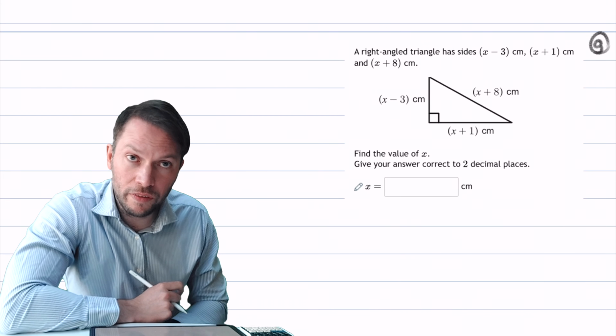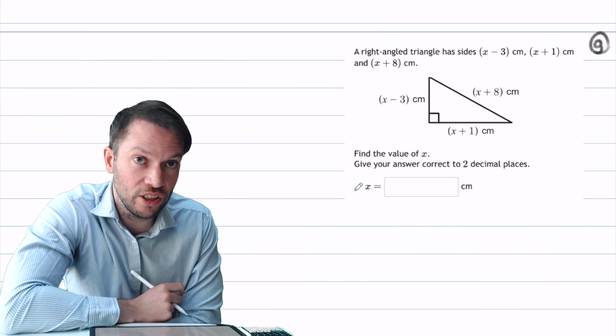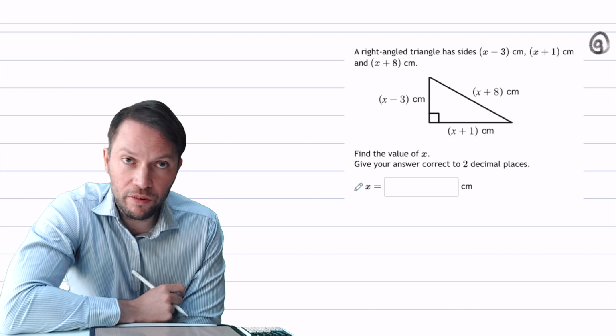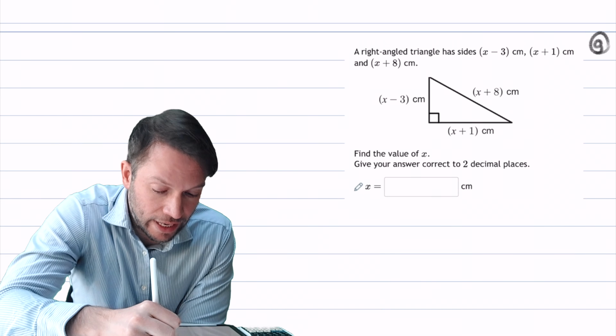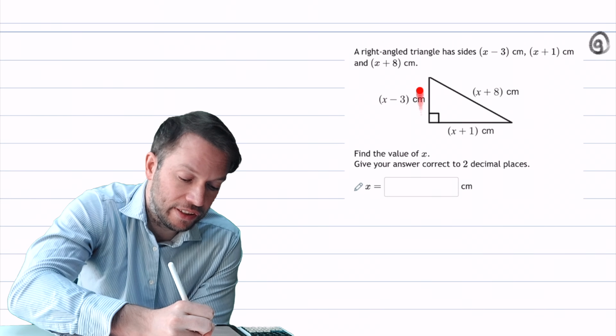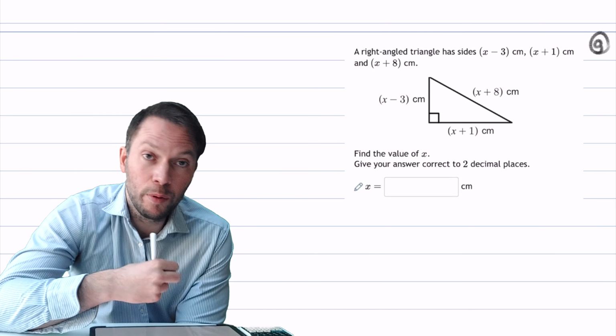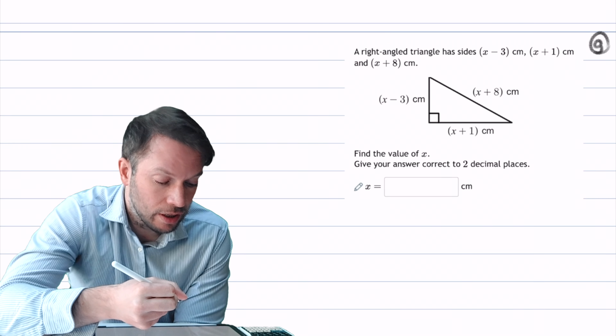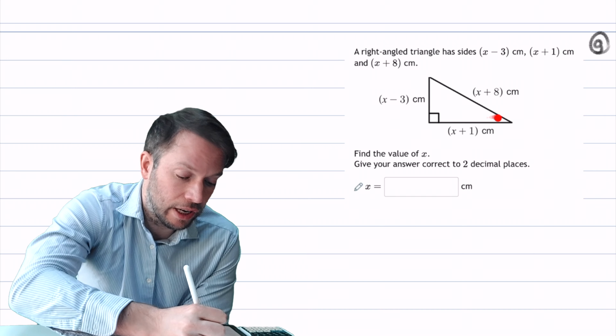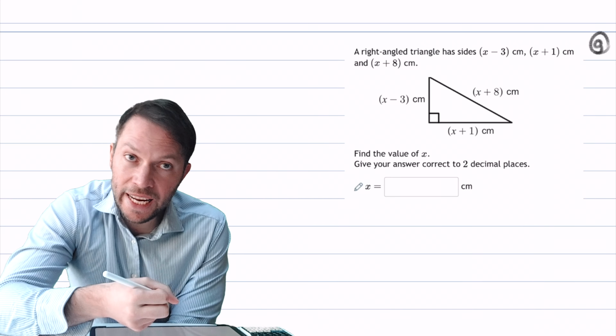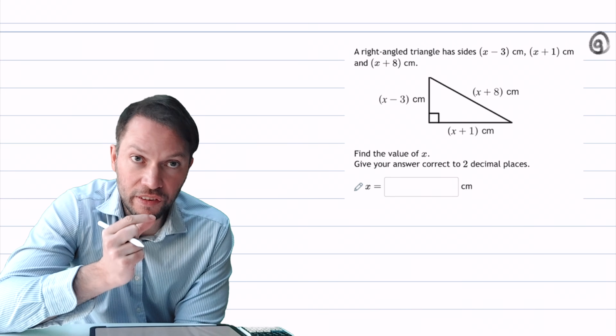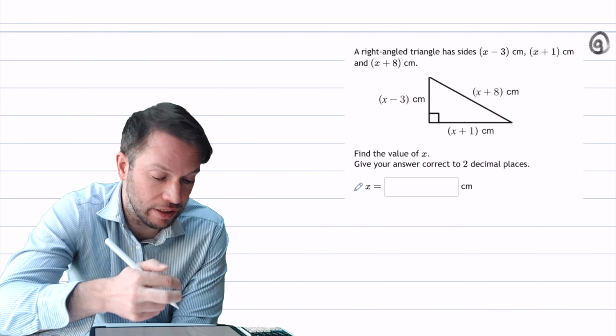In this video, we're going to form and solve a quadratic equation using Pythagoras theorem. So we've got a right angle triangle here, and we've got the three side lengths in terms of x, and we want to find the value of x. Now, if we have three sides of the right angle triangle, we know they're related using Pythagoras theorem. And if you haven't seen my video on Pythagoras theorem, please watch that first.